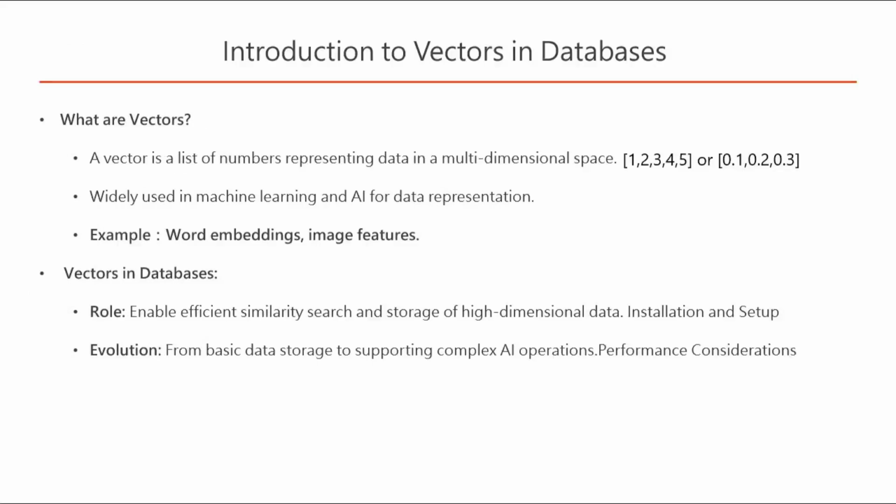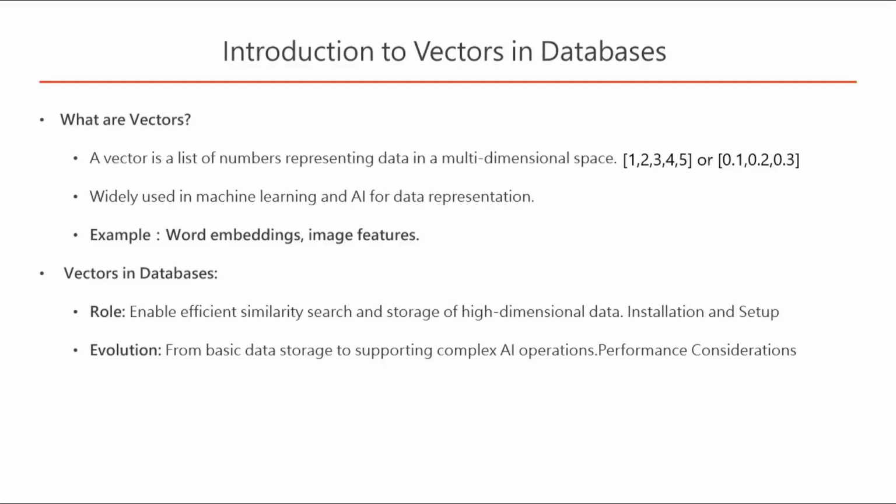Let me talk about the introduction to vectors in databases. What are vectors? A vector is a list of numbers representing data in multi-dimensional space, like this array 1, 2, 3, 4, 5, or 0.1, 0.2, 0.3. Vectors are widely used in machine learning and AI for data representation. For example, word embeddings and image pictures.